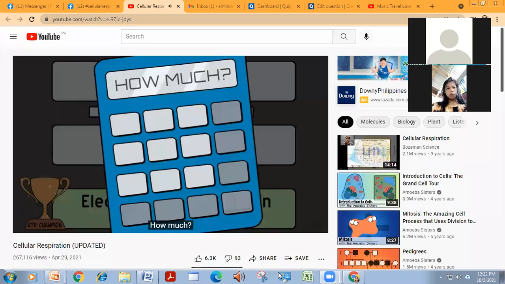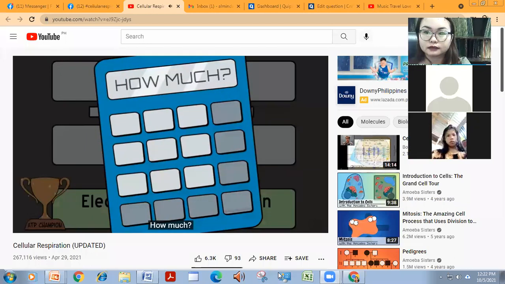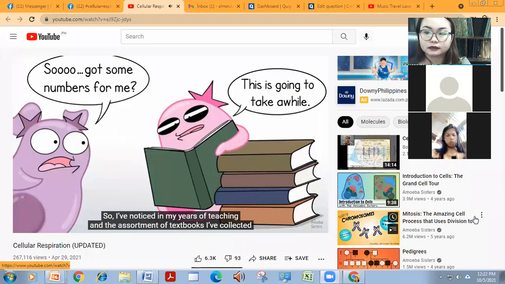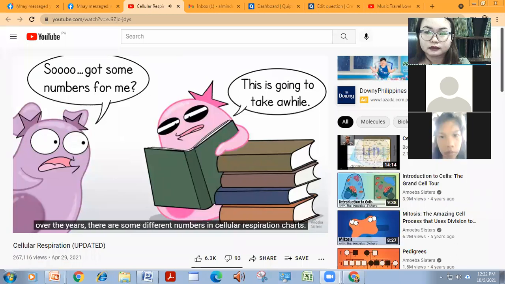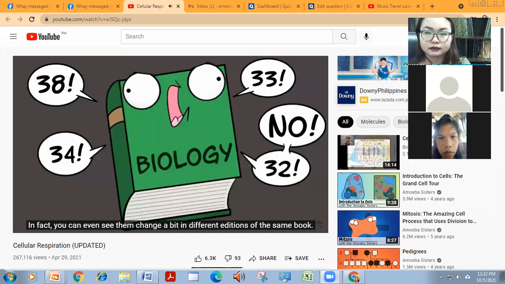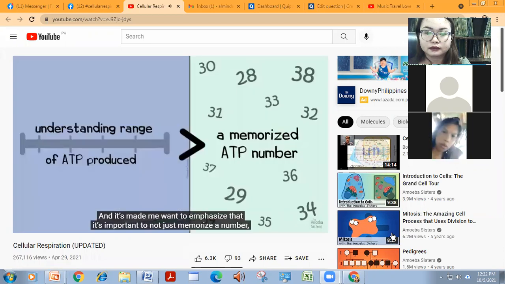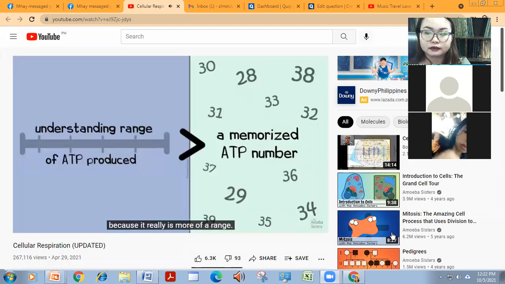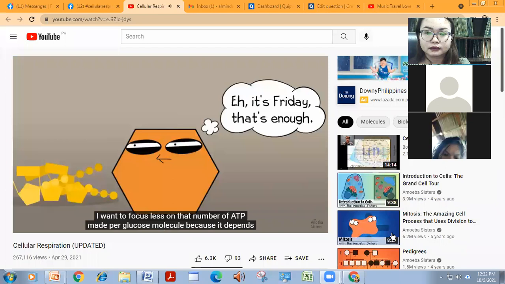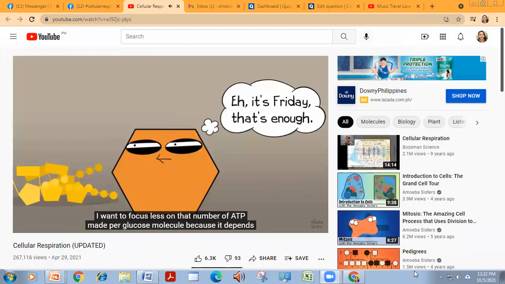How much? So I've noticed in my years of teaching and the assortment of textbooks I've collected over the years, there are some different numbers in cellular respiration charts. In fact, you can even see them change a bit in different editions of the same book. And it's made me want to emphasize that it's important to not just memorize a number, because it really is more of a range. I want to focus less on the number of ATP made per glucose molecule because it depends on a lot of variables.